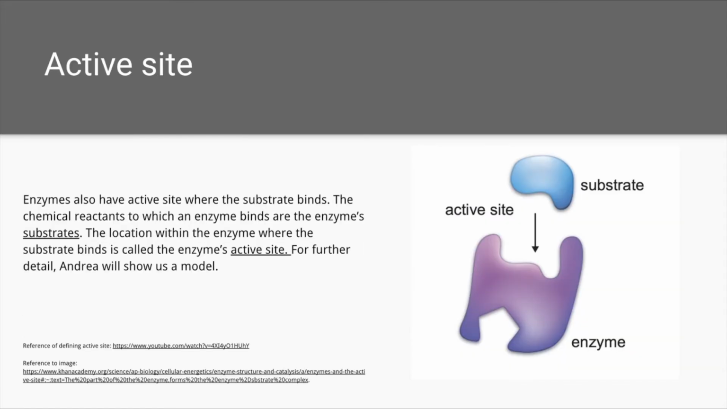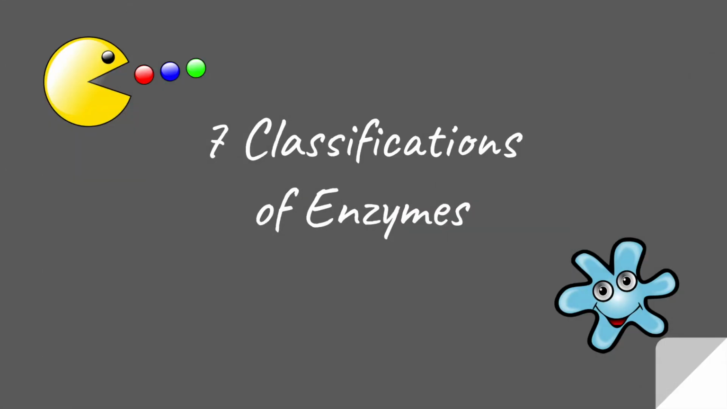Active site. The active site is where the enzyme will grab onto a reactive molecule. These molecules are the enzyme substrates, and the active site is the part of the enzyme where the substrate binds. When a substrate enters the active site of the enzyme, this form is called the enzyme-substrate complex. It was mentioned earlier that there are 7 classifications of enzymes, so let's go through each of them in detail.